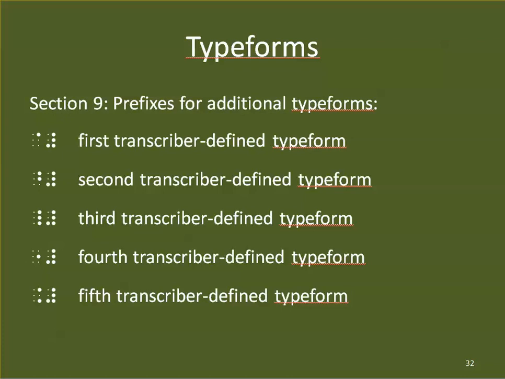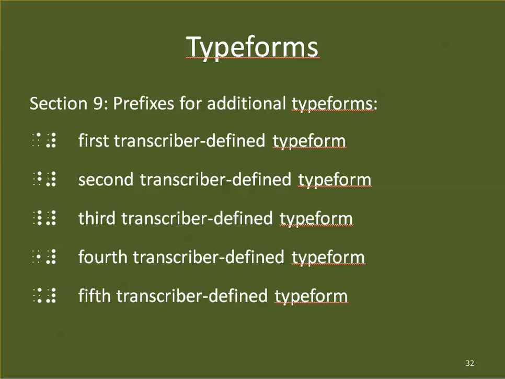And we do this in order. We can't just pick one of these that we like. We have to do this in order from top to bottom. So the first time we need something in a transcription that is not italic, bold, underline, or script, we're going to use the first transcriber-defined typeform, which is dot 4, and then 3, 4, 5, 6. And then we have to show the extent. This will have to be listed on the special symbols page, of course, or explained in a transcriber's note right before it occurs. And then we can go ahead and use that.